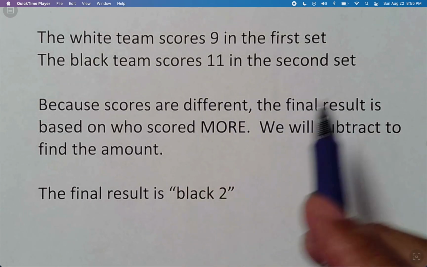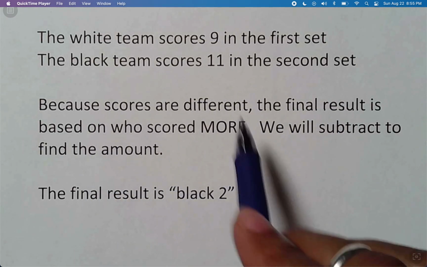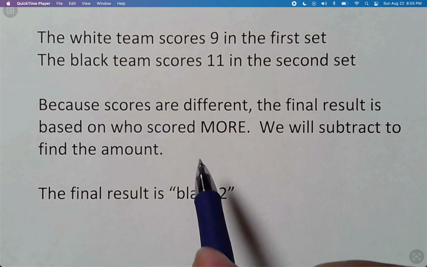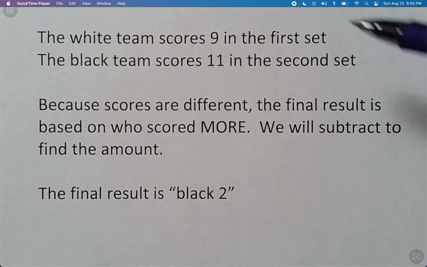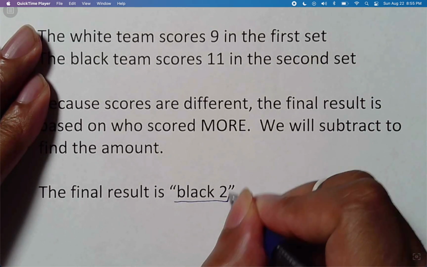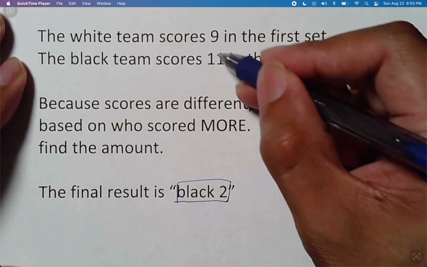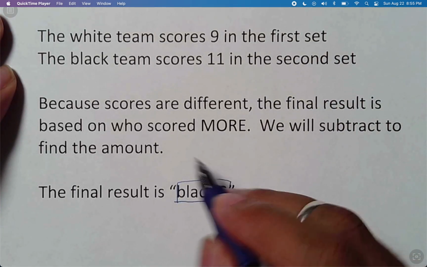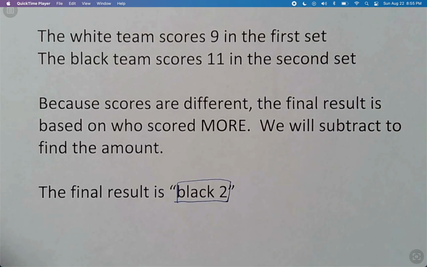So because the scores are different, the final result is based off of who scored more. Obviously, the black team scored more, and they won by 2 because 11 minus 9 is 2. So they won by 2 points, which again makes sense. The white team needs 2 more points to match the black team, and therefore black 2 would be your answer there. All right.